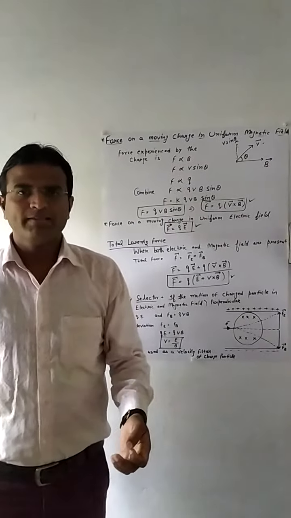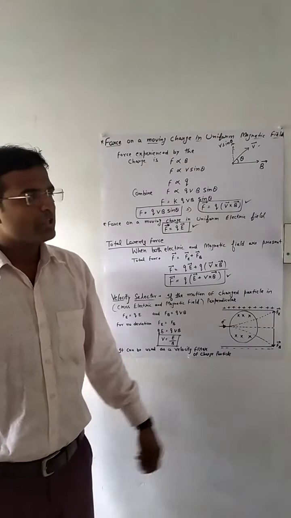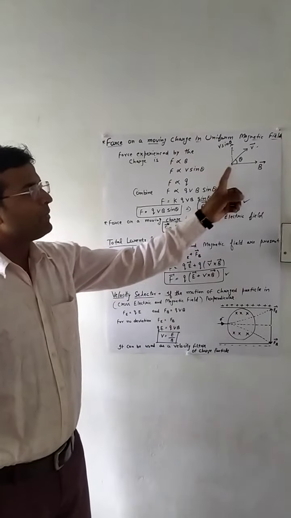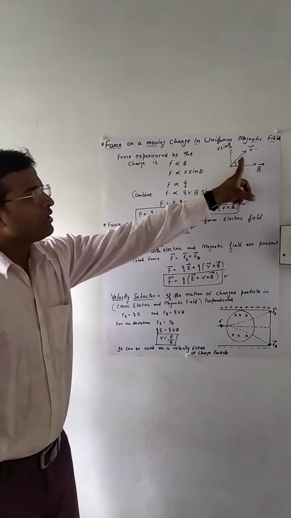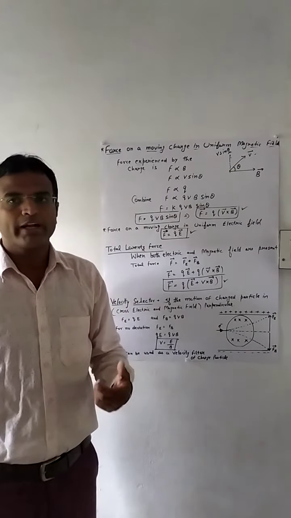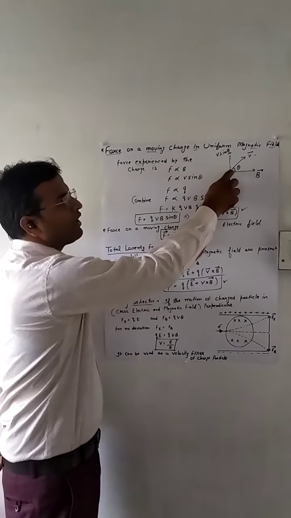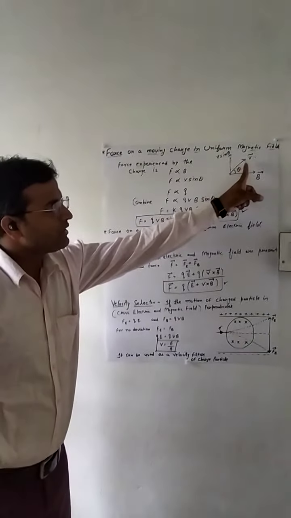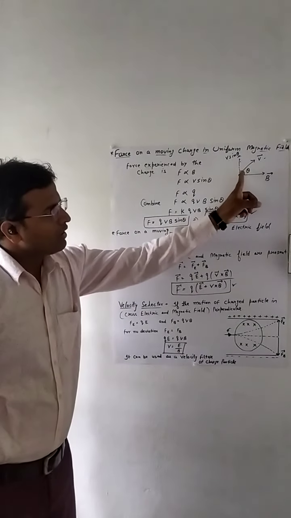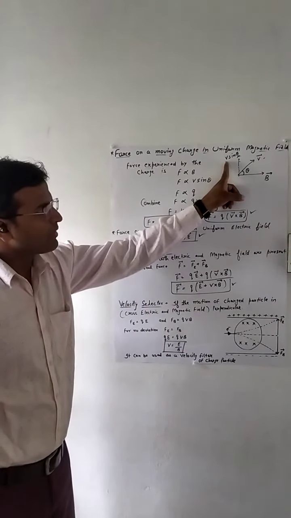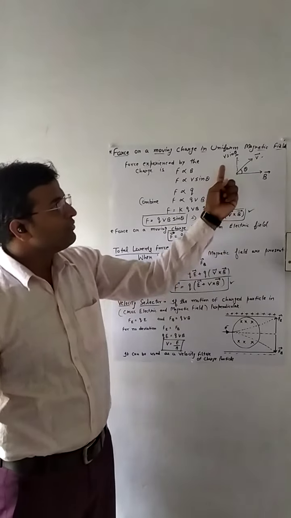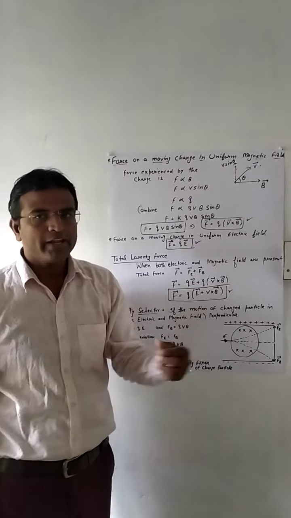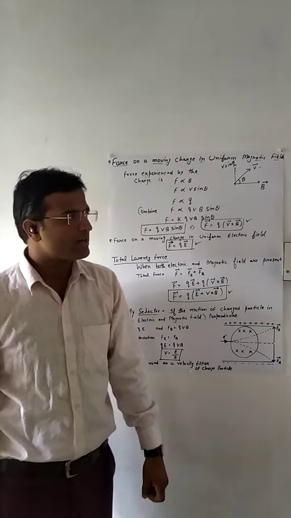The symbol of magnetic field is B, and a charged particle Q moving with velocity V makes an angle theta with the direction of magnetic field. Now, the velocity vector V resolves into two rectangular components: one is V cos theta, another is V sin theta. Out of the two, only one component, V sin theta, is perpendicular to the direction of magnetic field. This is the perpendicular component of velocity of the charged particle.